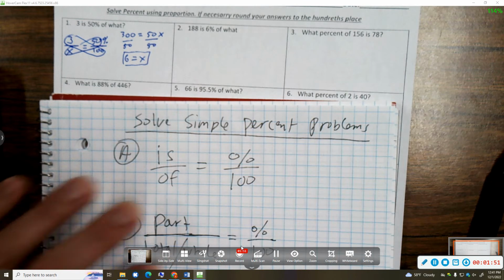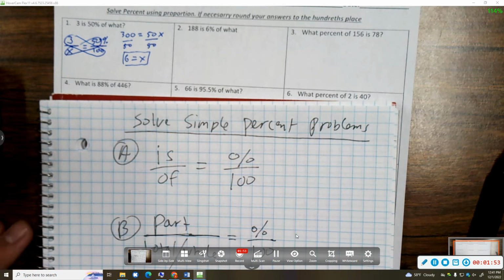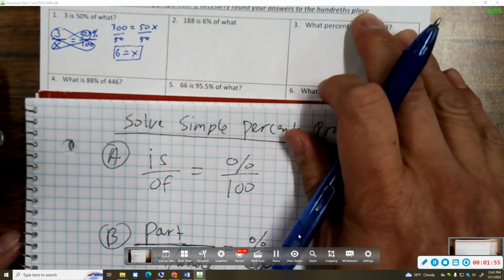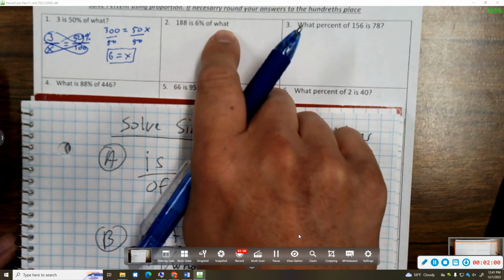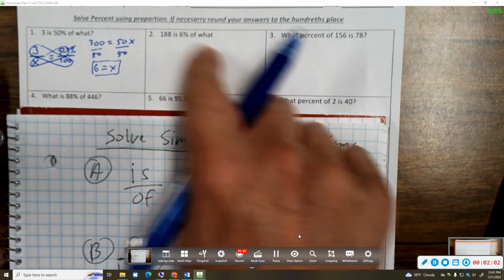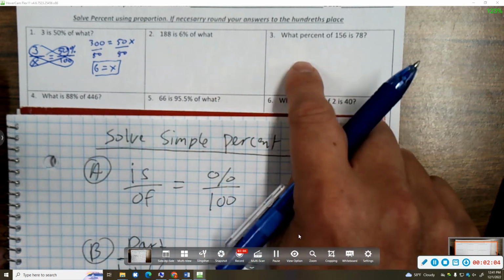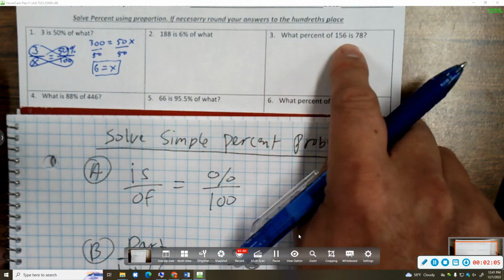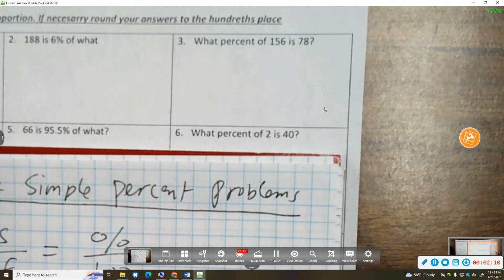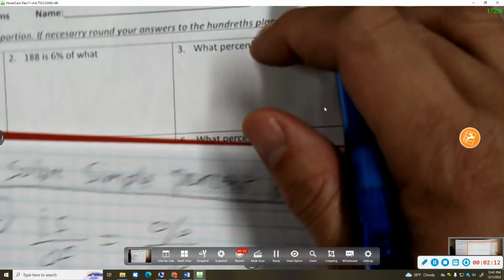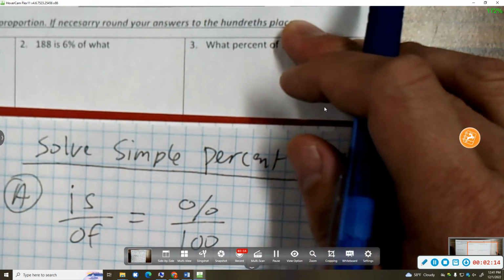All right, let's try it again. Number 2, 188 is 6% of what number? You know what, we're going to skip 2 because 2 is very similar to 1, so let's do 3. What percent of 156 is 78? I'm going to zoom in just quickly. All right, so again, we're going to use this formula right over here, same thing.